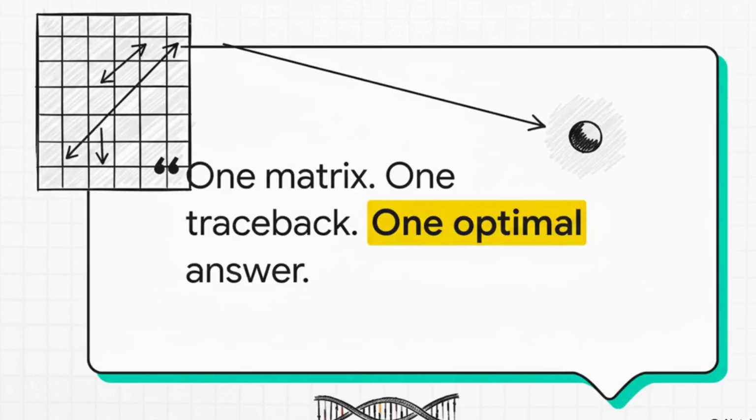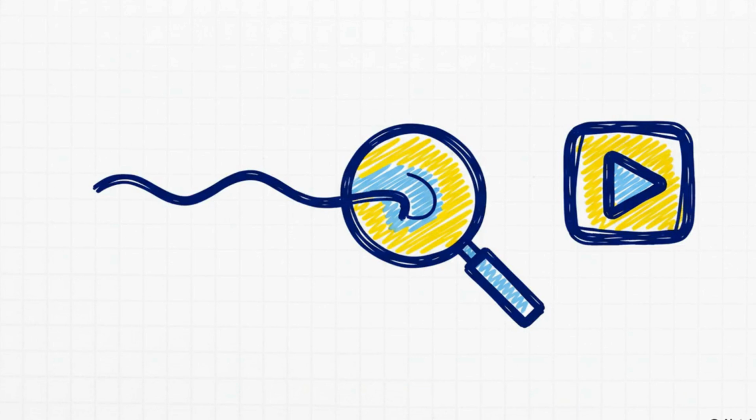And really, that's the beauty of the Needleman-Wunsch algorithm. It takes a computationally massive problem and breaks it down into a simple, elegant process. One matrix, one traceback, one optimal answer. But what if you only need to find the best matching region inside of a sequence? For that, we need local alignment.